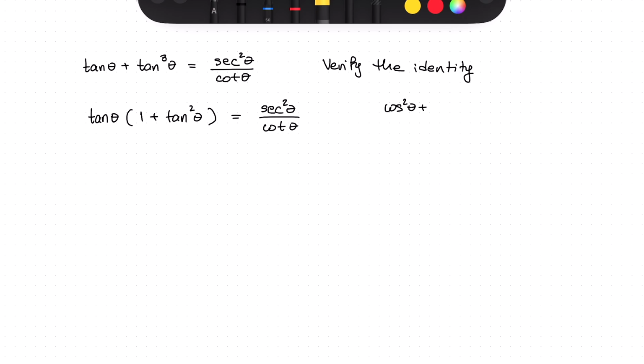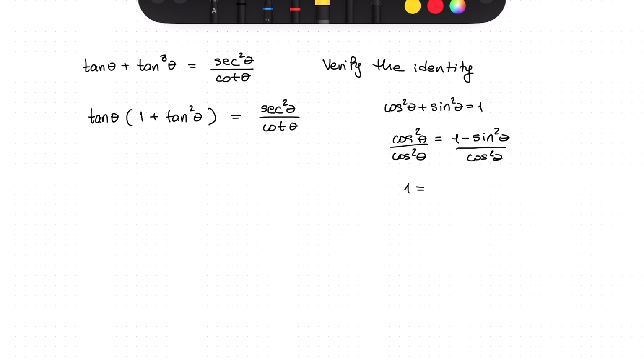I know that cosine squared theta plus sine squared theta is equal to 1. This is the only one that I remember by heart, and I can derive any formula from this. Now, I will change this formula a little bit so it looks like what I have right there. First of all, I'm going to move sine squared theta to the other side, which will become negative sine squared theta. Now, I can divide both sides by cosine squared theta.